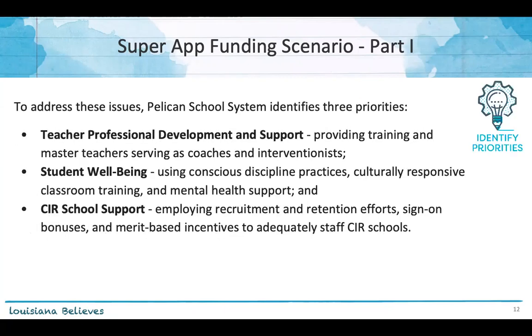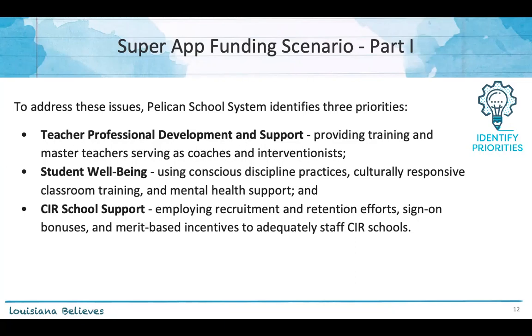To address these issues, Pelican School System identifies 3 priorities: teacher professional development and support, which includes training and master teachers serving as coaches and interventionists, student well-being, implementing conscious discipline practices, culturally responsive classroom training, mental health supports, and CIR school support, employing recruitment and retention efforts, sign-on bonuses, and merit-based incentives to adequately staff CIR schools.